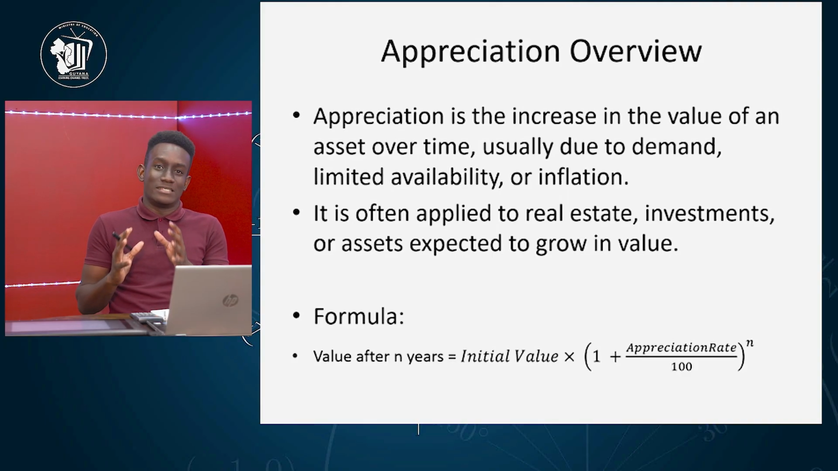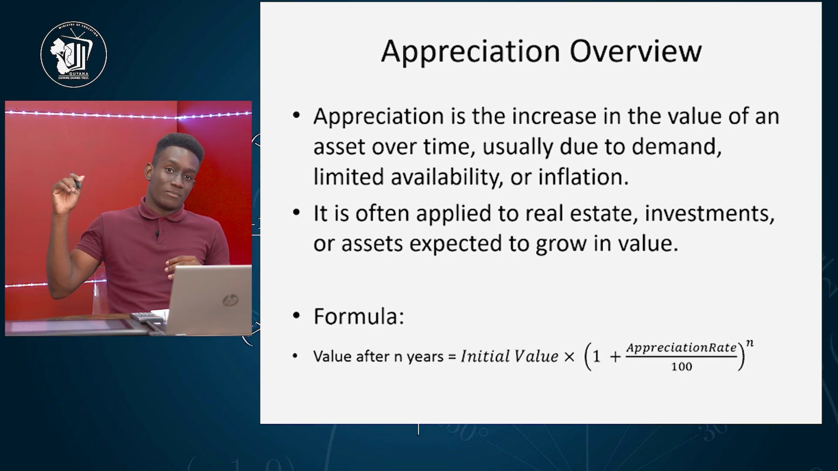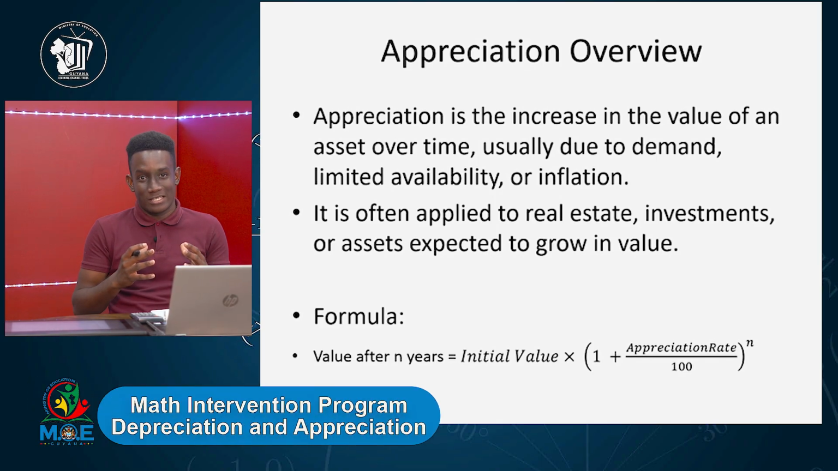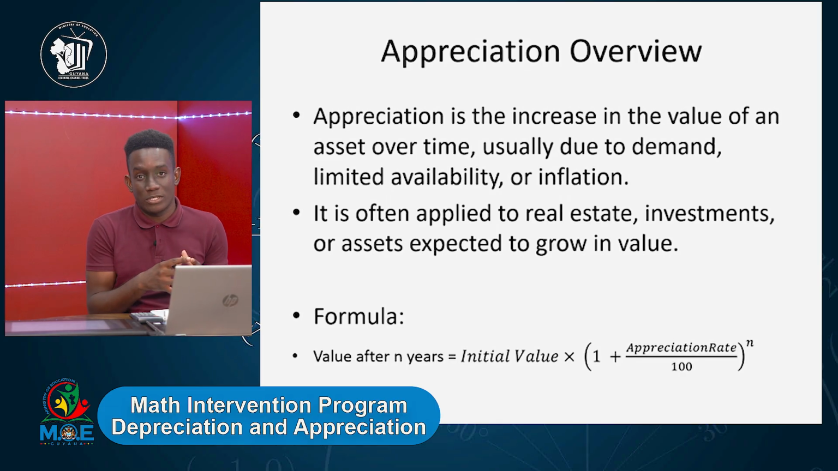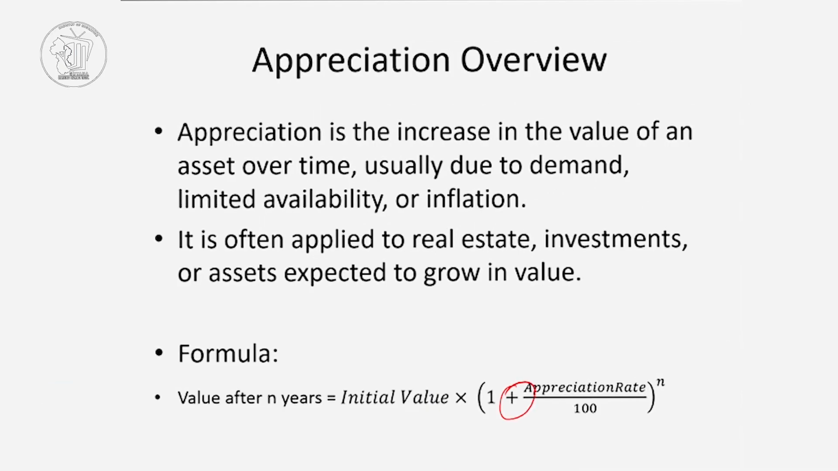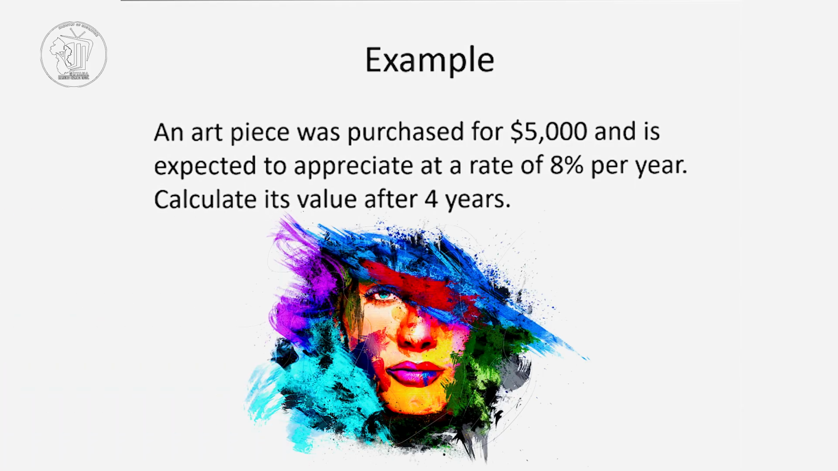And antiques, for example, a car from the 1800s. If you have a car like that, each year the value of that car will increase because of how rare it is, and that is appreciation. The formula for appreciation is very similar to depreciation. The only difference is, instead of subtracting, we are adding for appreciation, because of course the value will increase. So let's look at this example.